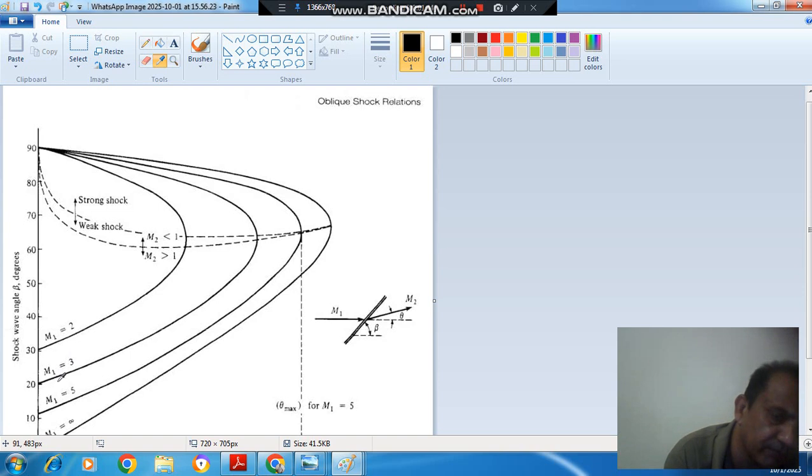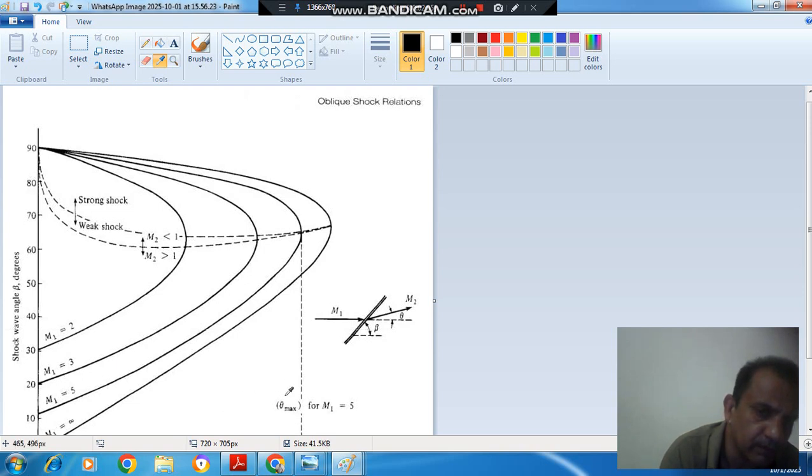Similarly, if we take M1 equal to 3, then this will be the curve. If we further increase M1, then this will be the curve. In the same way we can go on increasing M1 up to infinity, and this family of curves will be obtained. Now we will analyze these curves.